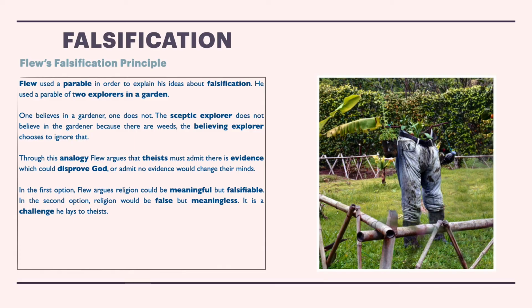religion would be false, but meaningless. And that's because there's evidence to prove that it's false, but the believer refuses to let it be falsified, and so it remains a meaningless statement to say that there is a God, or in this case, there is a gardener. And it's a challenge he lays to theists.